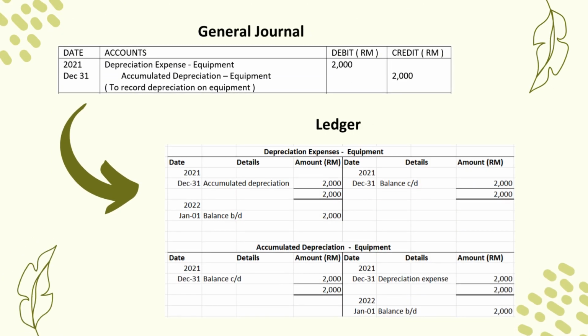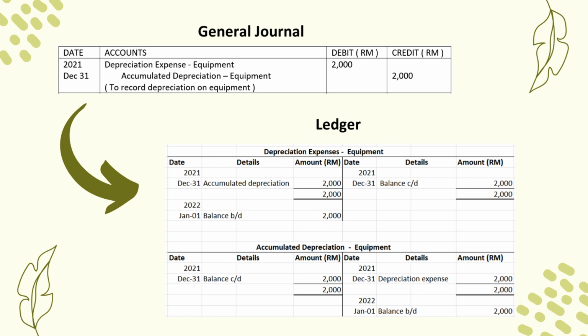So now we can open the general journal. On the debit side, we put depreciation expense for the equipment. As we know, depreciation expense is under expenses, for 2,000 ringgit, and for the credit side we put accumulated depreciation for equipment 2,000 ringgit, and then we record it as to record depreciation on equipment. Then from the general journal we can post it into the ledger.